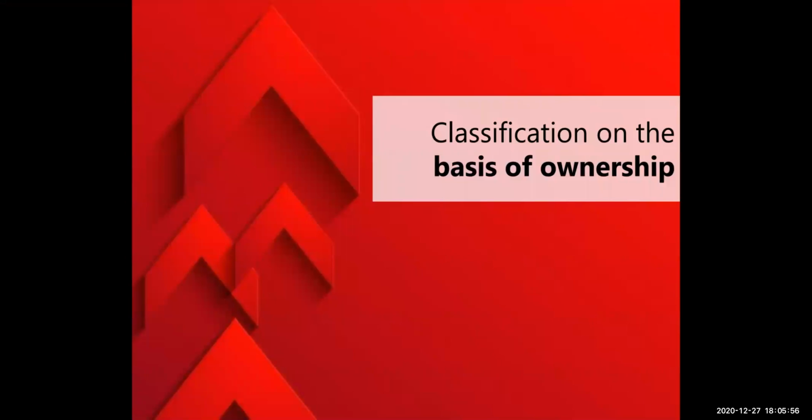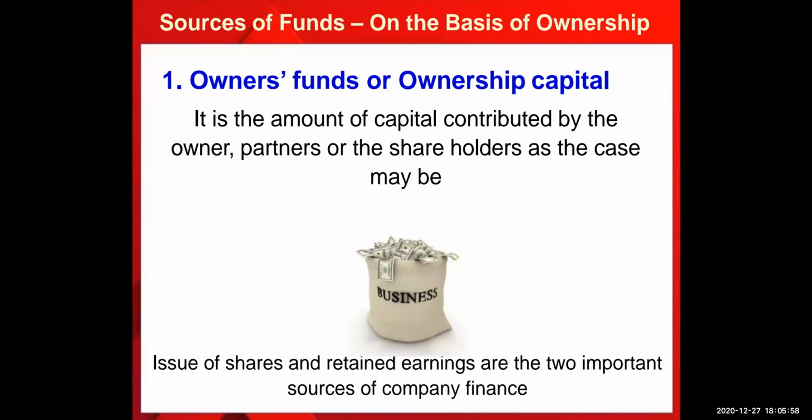Now, when we classify on the basis of ownership, the first one is owner's fund or ownership capital. So it is the amount of capital contributed by the owner, partners, or shareholders, as the case may be. Like, let's say, issue of shares and retained earnings are two important sources of finance.